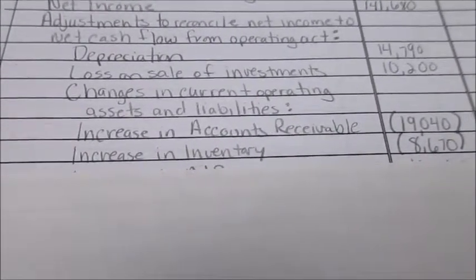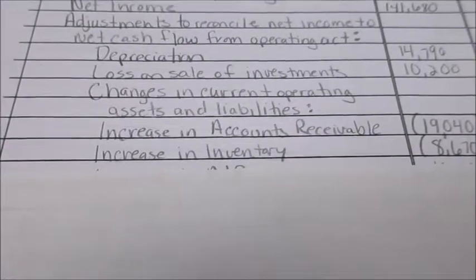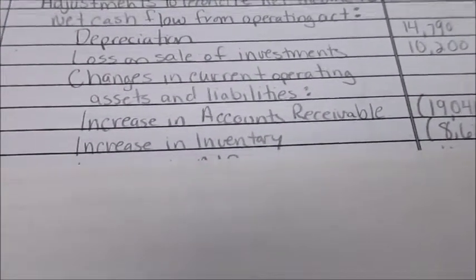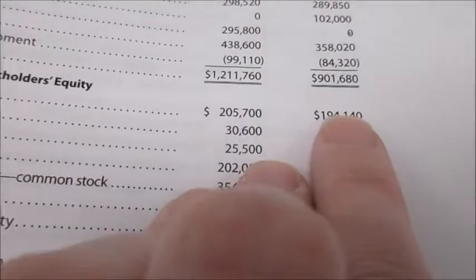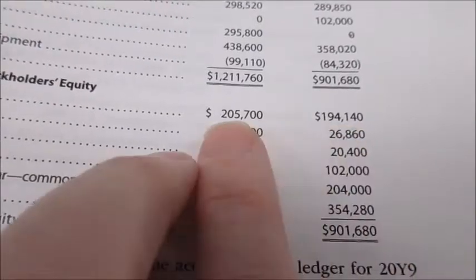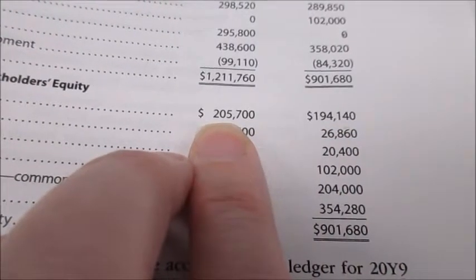The next one listed in our note sheet is prepaid expenses. We don't have any of those. The one after that is accounts payable. So start with your textbook. Accounts payable went from $194 to $205. Grab your scrap paper.